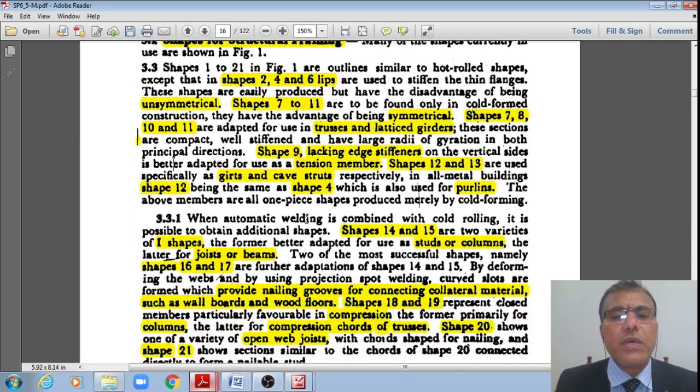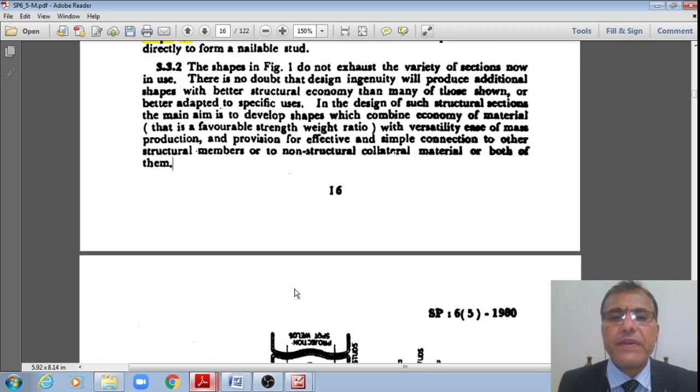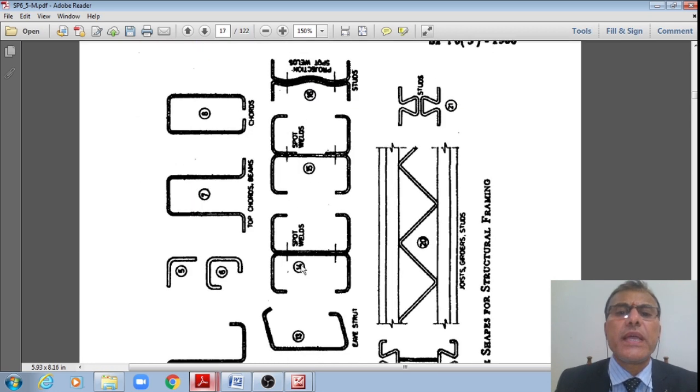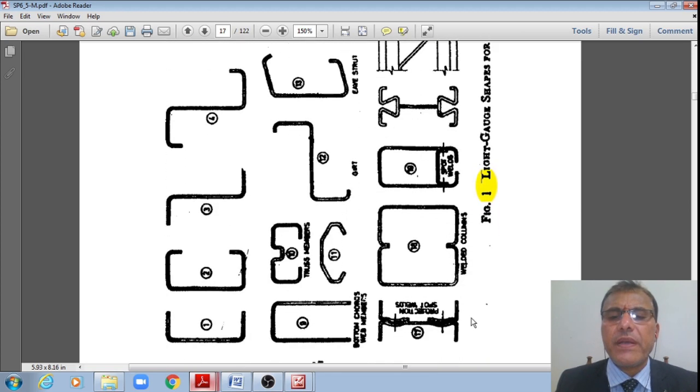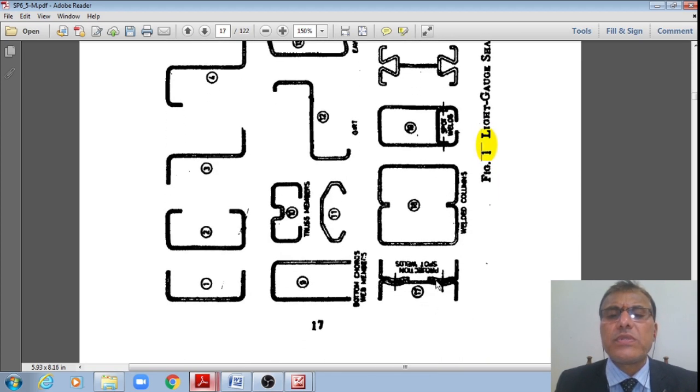Now let us move to the other shapes, right? The shapes 16 and 17 can be used as we have used shapes 14 and 15, right? 16 and 17 are almost used again like the top. This 16 can be used as a stud, and 17 can also be used as a stud, right?